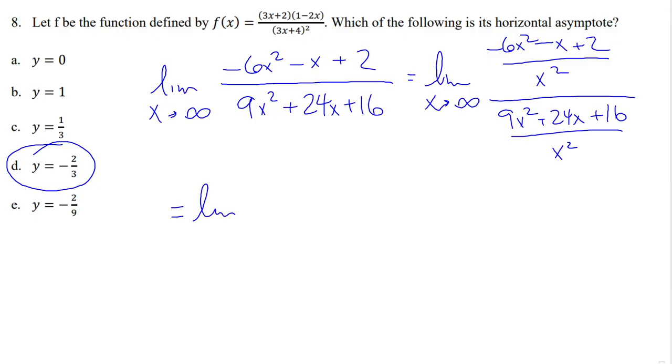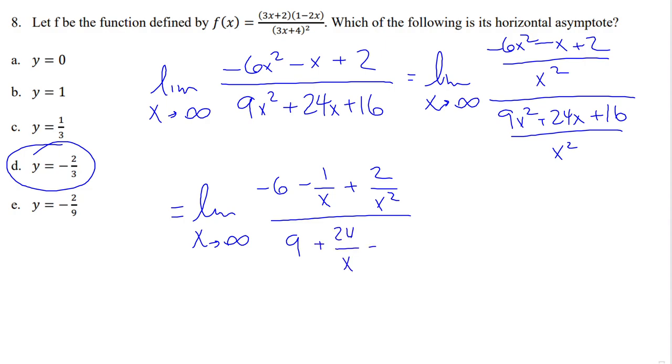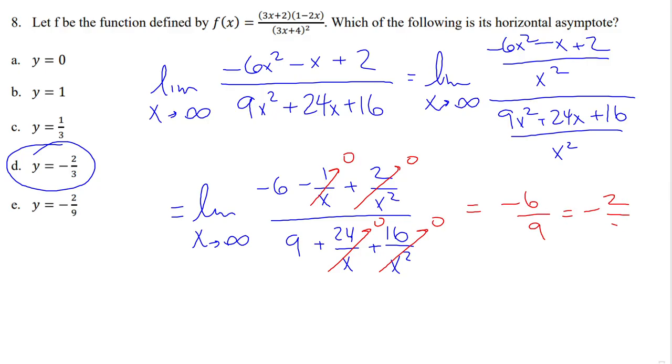So this becomes a limit as x approaches infinity of -6 minus 1 over x plus 2 over x squared over 9 plus 24 over x plus 16 over x squared. And the whole reason why those leading coefficients are all that matters is because now each of these terms are going to 0, and we're just left with -6 over 9, which, as we said a minute ago, is -2 over 3.